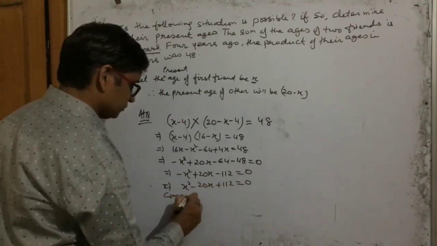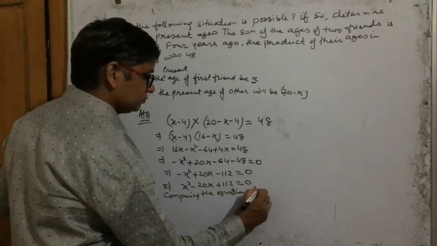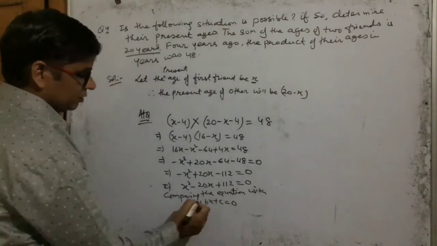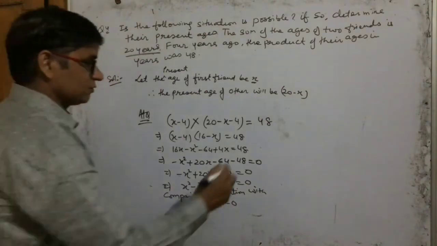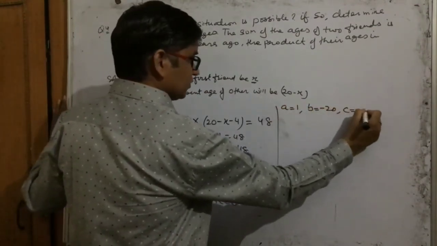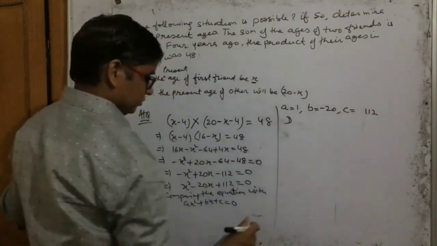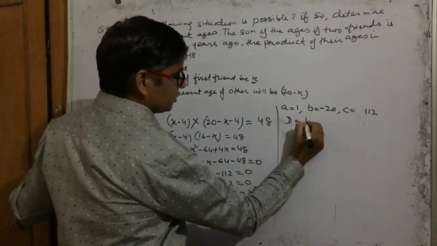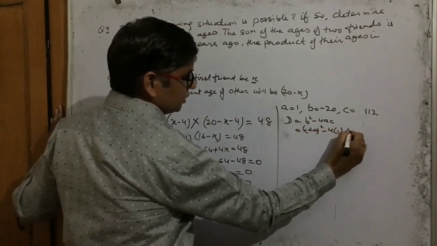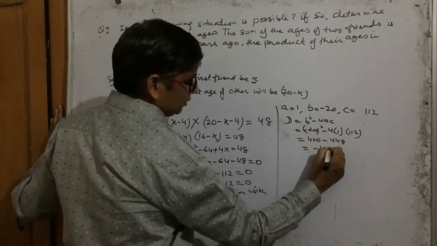Comparing it with ax square plus bx plus c equals 0, here a equals 1, b equals minus 20 and c equals 112. Now D equals b square minus 4ac. b is minus 20, a is 1, c is 112. So 400 minus 448 equals minus 48, which is less than 0.